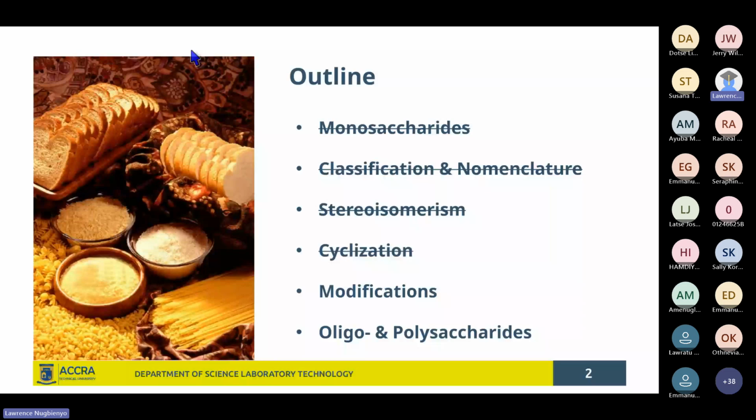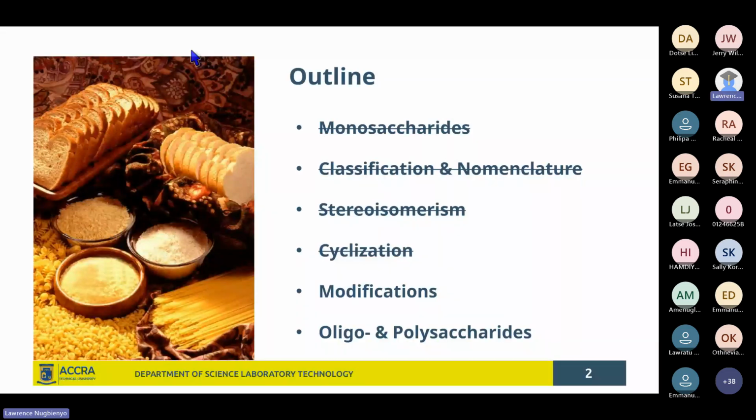Then we went ahead and looked at stereoisomerism of these monosaccharides, looking at their differences in orientation in space, so that you can have different monosaccharides that are having the same molecular formula, but are having different structures.